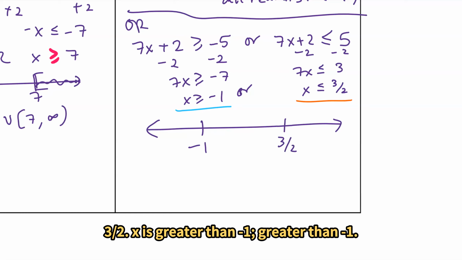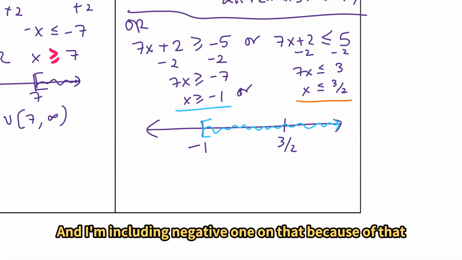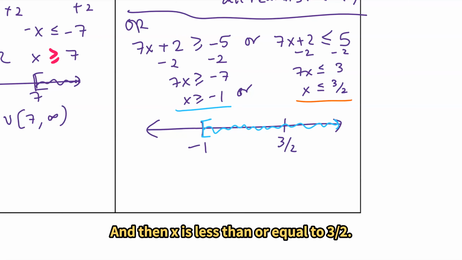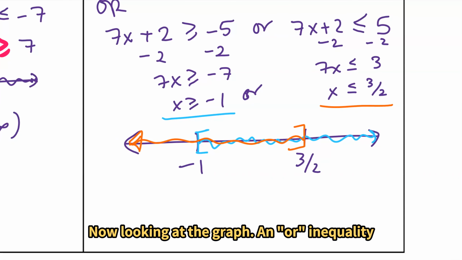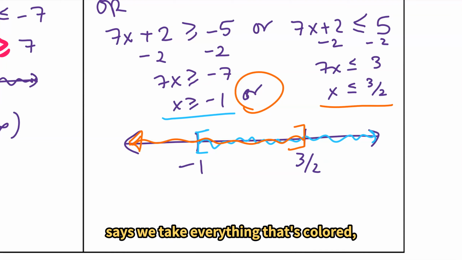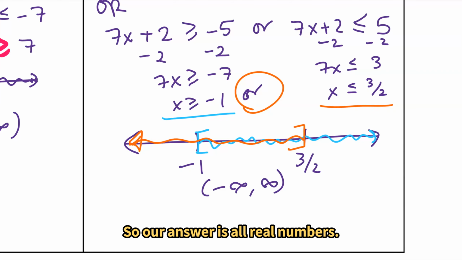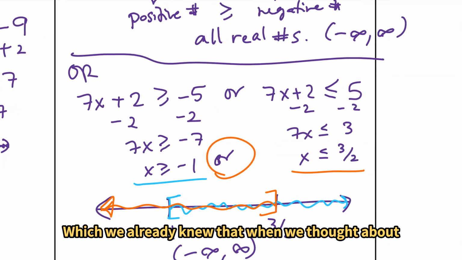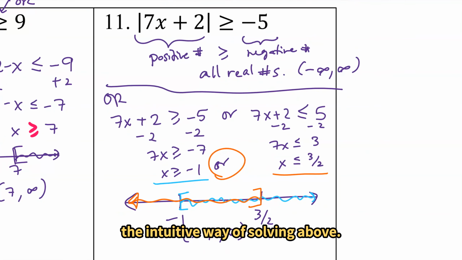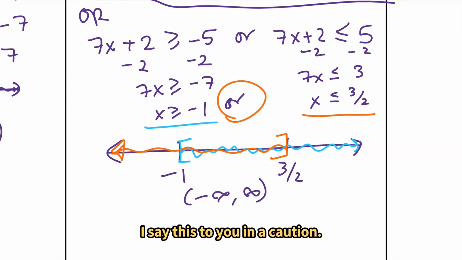X is greater than negative 1, and I'm including negative 1 on that because of that equal sign. And then x is less than or equal to 3/2. Now looking at the graph, an OR inequality says we take everything that's colored, whether it's colored once or colored twice, we don't care, it's been colored, we claim it. Everything's colored. So our answer is all real numbers, which we already knew when we thought about the intuitive way of solving above.